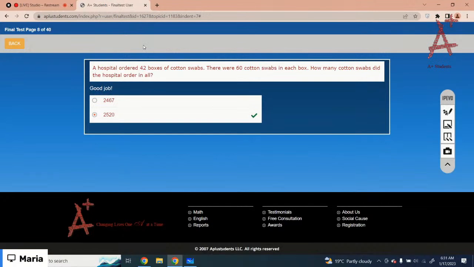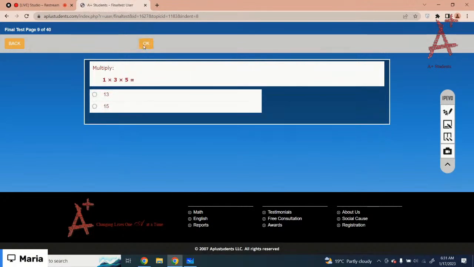Okay, the next one is multiply 5 times 3 times 1. So which is the correct option? It would be 5 times 3 is 15 and 15 times 1 is 15. Got it? The correct option is 15.